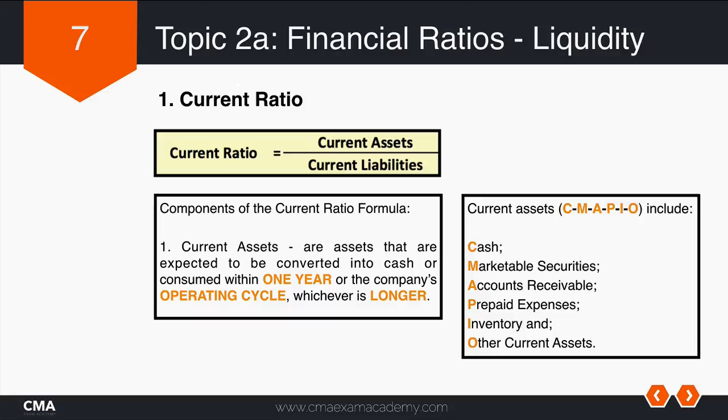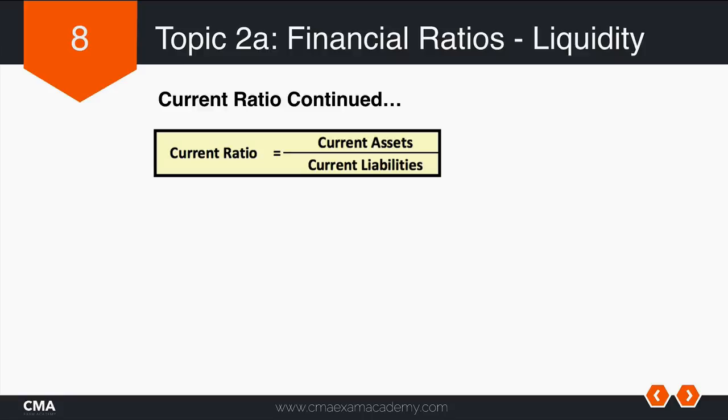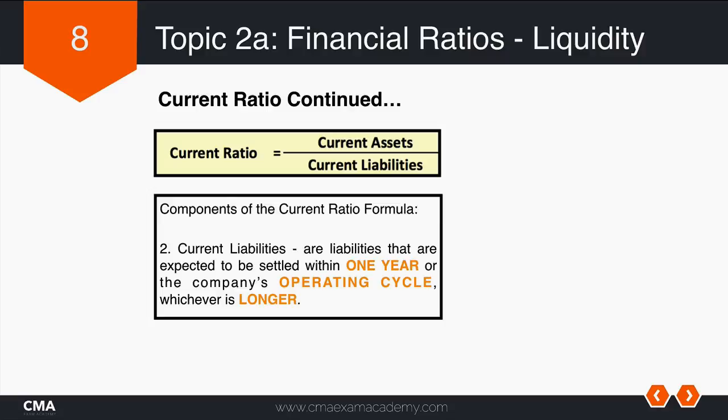Current assets include cash, marketable securities, accounts receivable, inventory, prepaid expenses, and other current assets. To easily memorize, the acronym CMAPIO can be used. The second component of the current ratio formula is the current liabilities, the denominator. Current liabilities are the liabilities of an entity which are expected to be settled within 1 year or the operating cycle, whichever is longer.